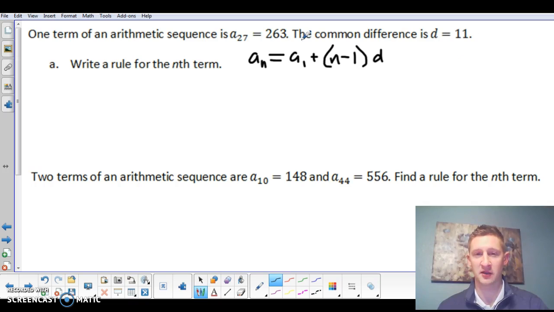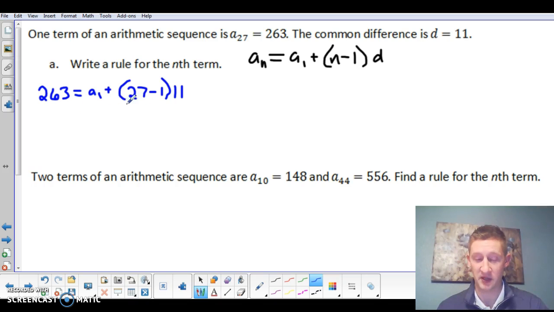I'm going to plug in the things that I know. So I know that the 27th term is 263, so I'm going to take 263 and make that my output. 263 is equal to the first term, which I don't know, plus n. In this case, I do know what n is. Because we're talking about the 27th term, n is 27. I'll go ahead and put 27 minus 1 times d, the common difference, which I was given. That's 11. So I now have an equation that's got one variable in it, which means I can solve for that one variable.